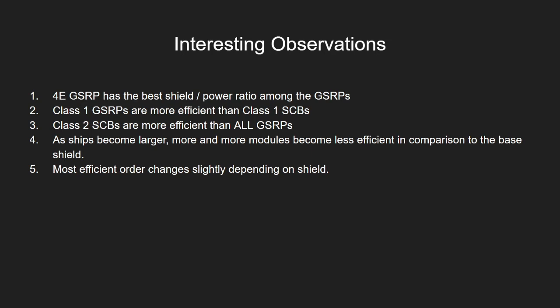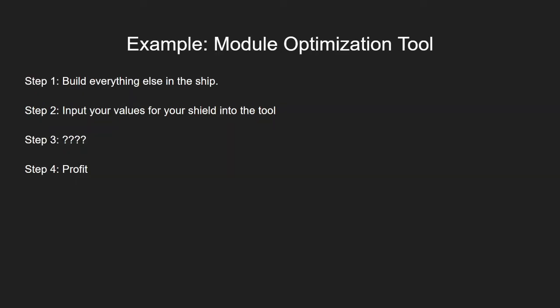Now, you might be wondering how do I optimize my own builds? To help you do this, I've added a tool to the sheet which just spits out the most efficient means of adding modules. So how do you use it? We'll do an example. By the way, don't build this ship. It's just something I tossed together for demo purposes.